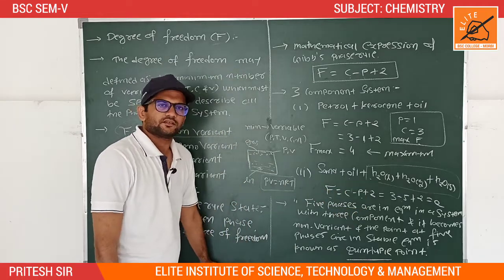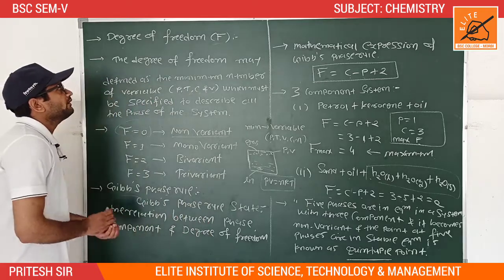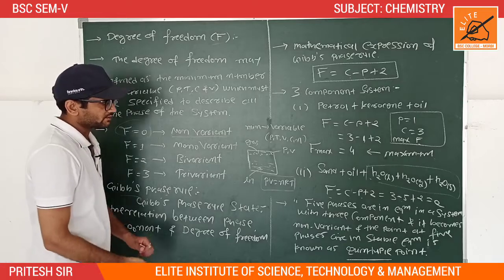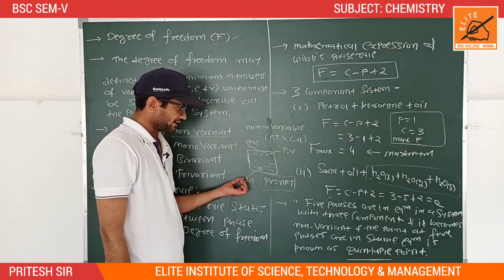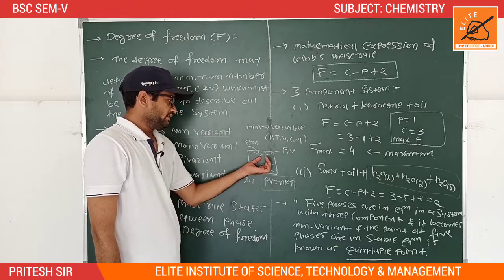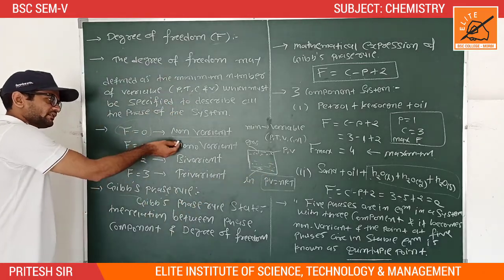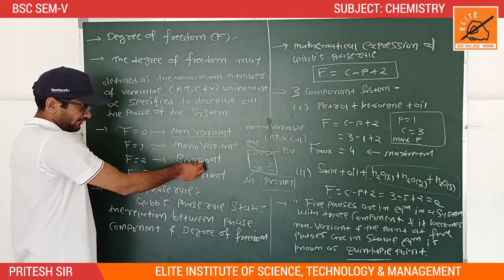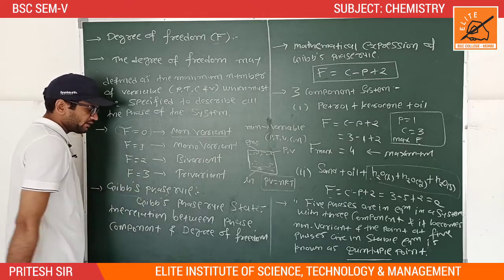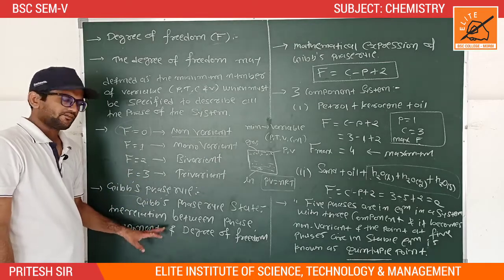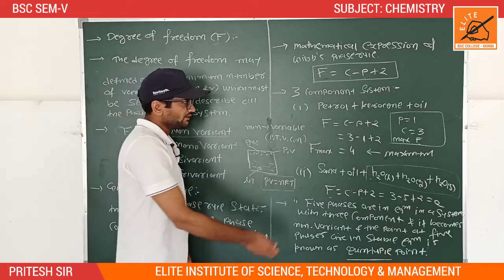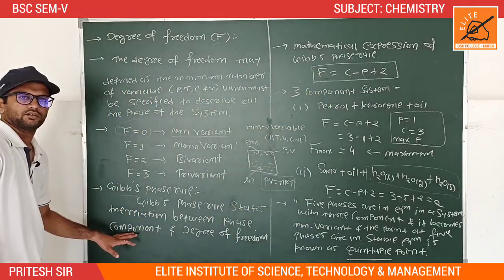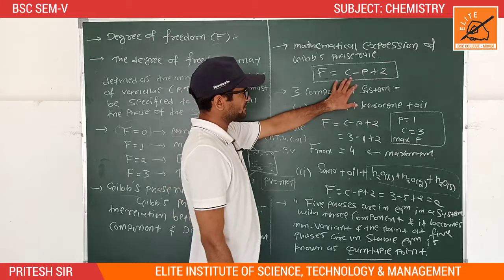Okay, so in this lecture I will discuss only one term, that is degree of freedom. Degree of freedom means the minimum number of thermodynamic variables required to define this system. Okay, so suppose F is equal to 0, it means the system becomes non-variant. F is equal to 1, monovariant. F is equal to 2, bivariant, and F is equal to 3, trivariant. Okay, and the relationship between phase, component, and degree of freedom is known as the Gibbs phase rule. Okay, so this is the mathematical expression of the Gibbs phase rule.